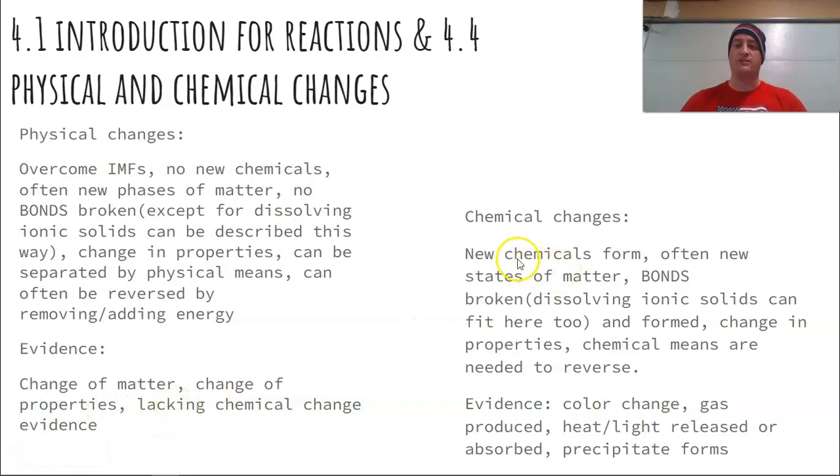Chemical changes. You get new things, often new states of matter, but not always. Bonds are broken. Dissolving ionic solids does fit here too, so you can argue it one way or the other. And sometimes on the AP exam, I've seen it one way or the other. Usually depends upon what unit. Definite change in properties. Chemical means are needed to reverse. So you needed to add energy, react with something else, and so on.